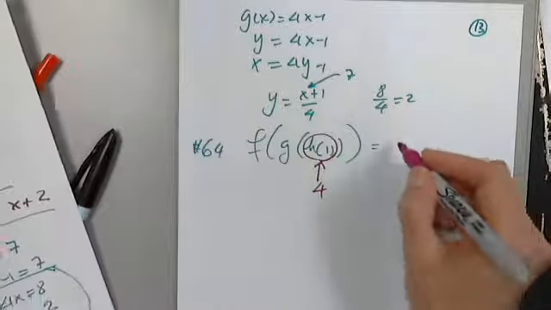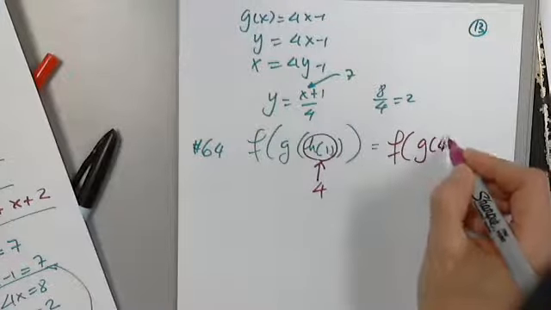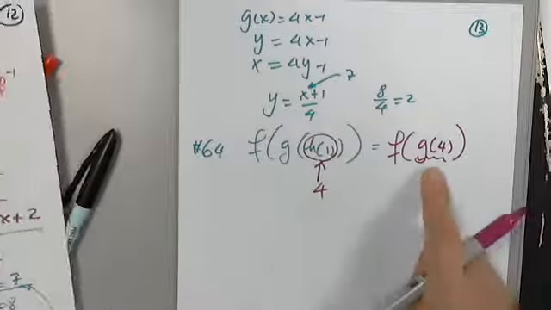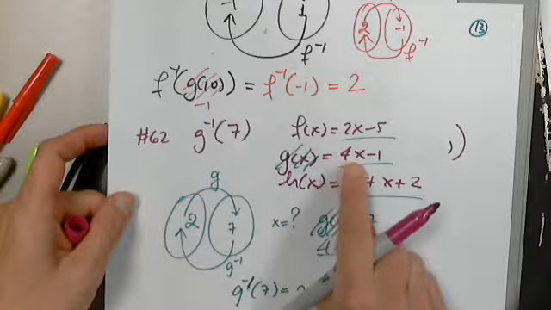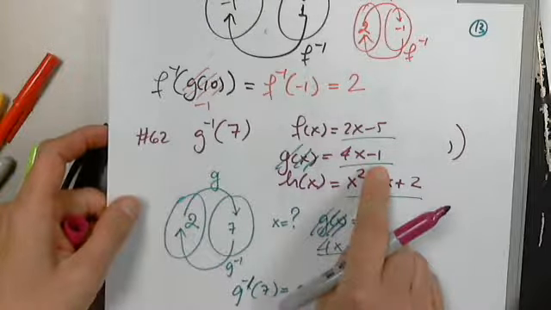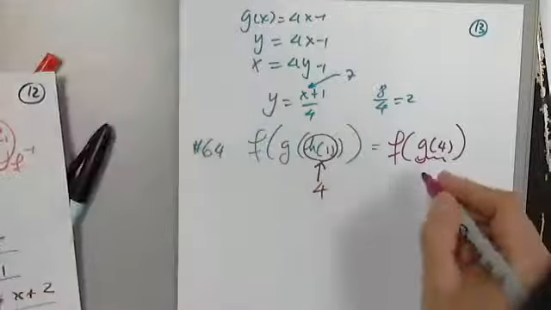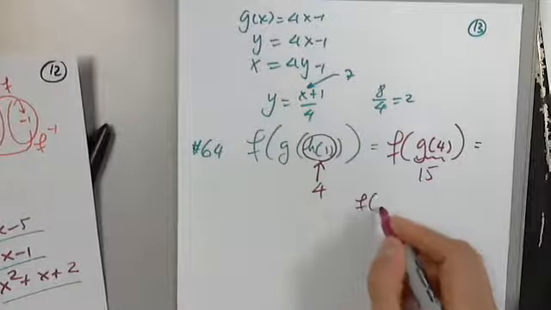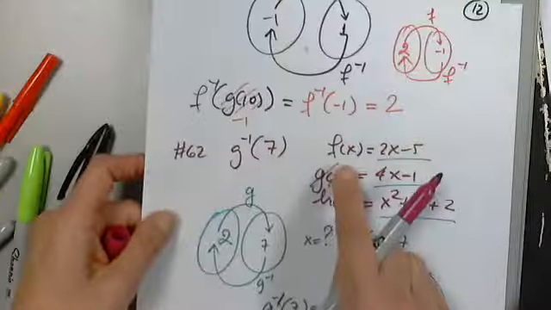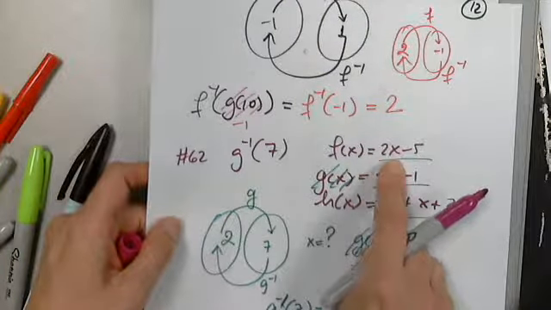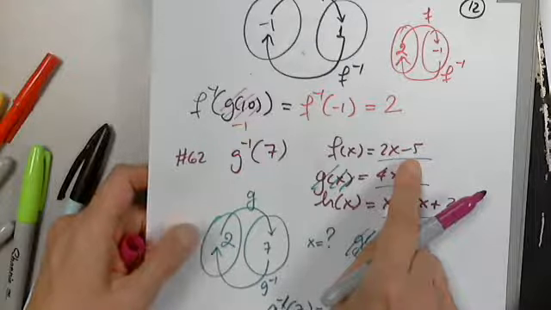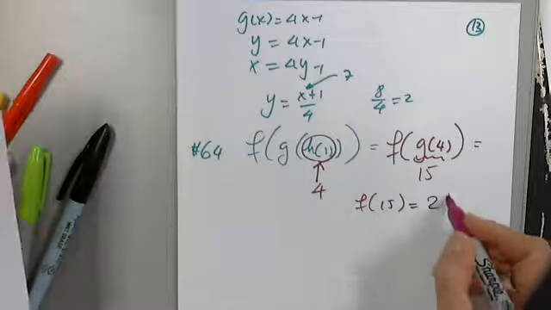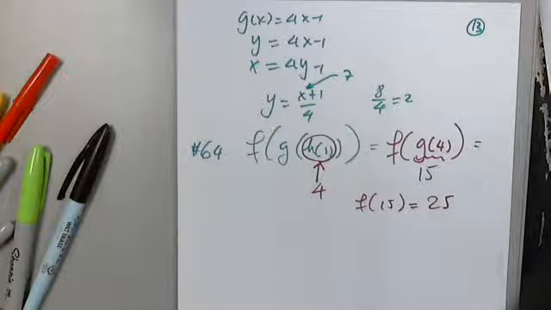So now this is f of g of 4. Now can anyone give us g of 4? Here it is, g of 4: 4 times 4 minus 1. And the last one is f of 15. f of 15: 2 times 15, 30 minus 5, 25. Any questions?